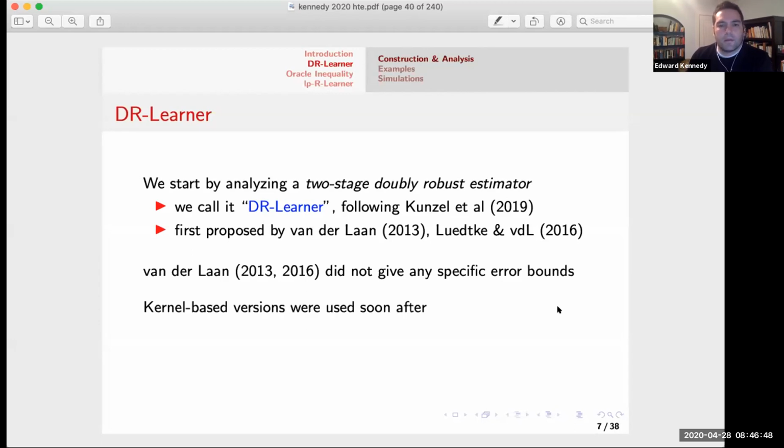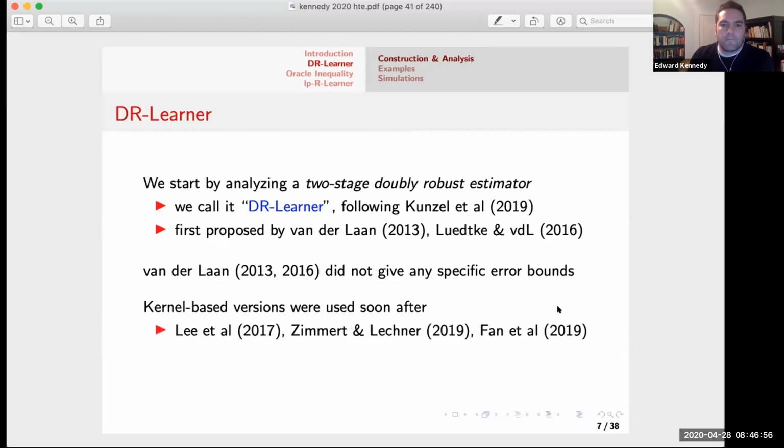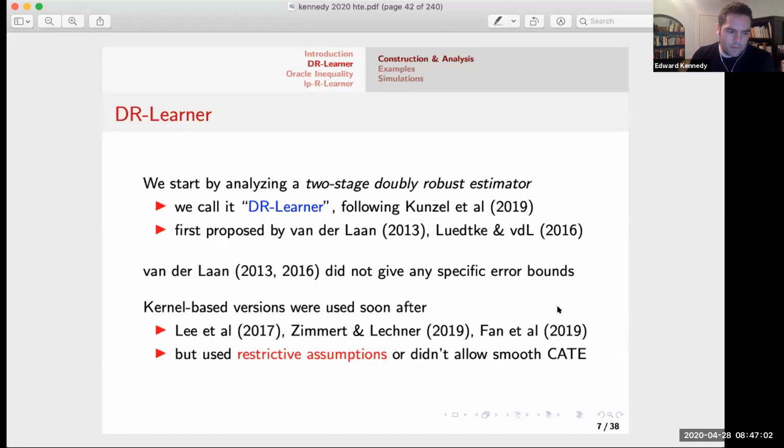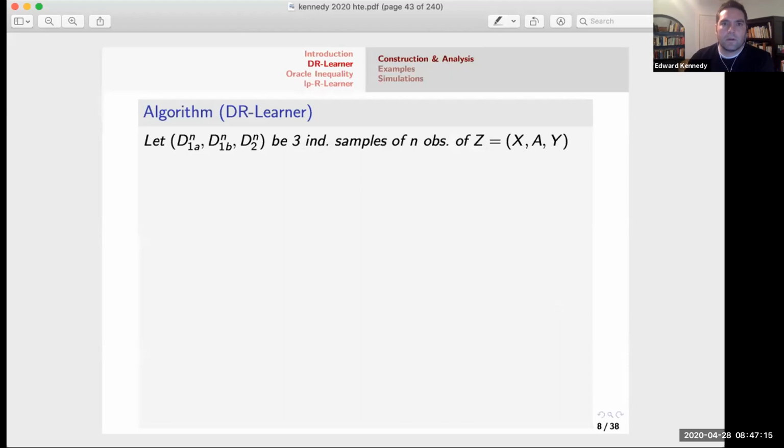And then in what seems like independent work in later years, some people used kernel versions of this approach. So here are some citations there. But they use some pretty restrictive assumptions on the nuisance estimators here, which are the propensity score and the regression functions, or they didn't consider the case where the CATE has some extra structure or smoothness. So that's how we're adding to previous related work.